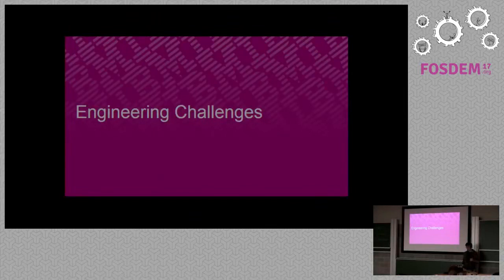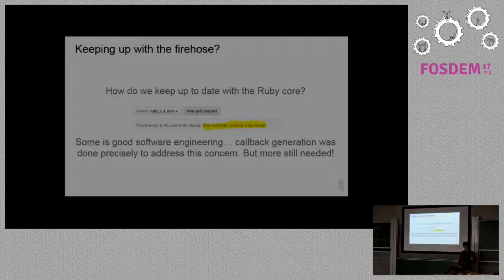We've got some engineering challenges too. So, one of the big ones. This 309 commits gets bigger every day, causes me increasing levels of anxiety. How are we going to keep up with Ruby core? So some of this can be addressed by just good software engineering.